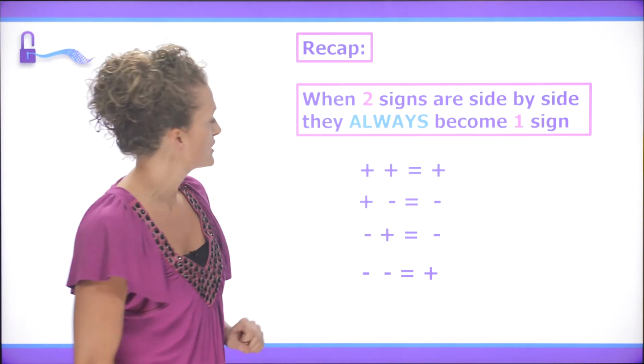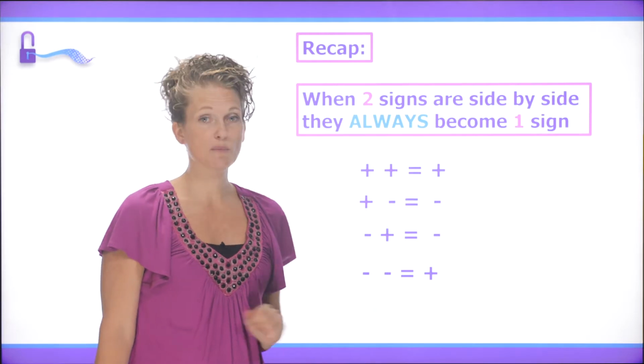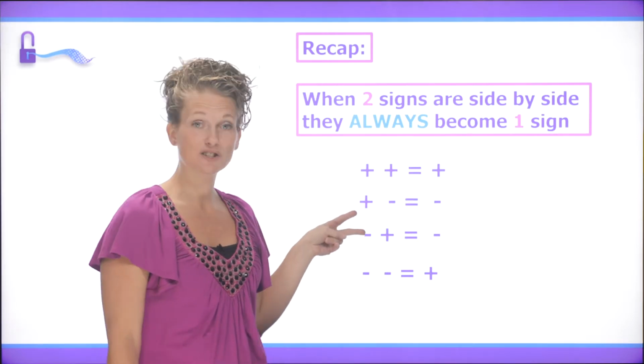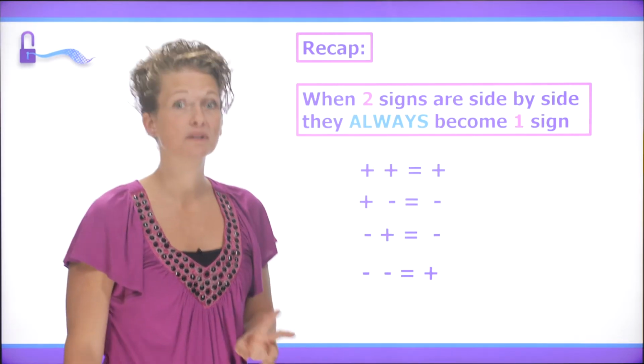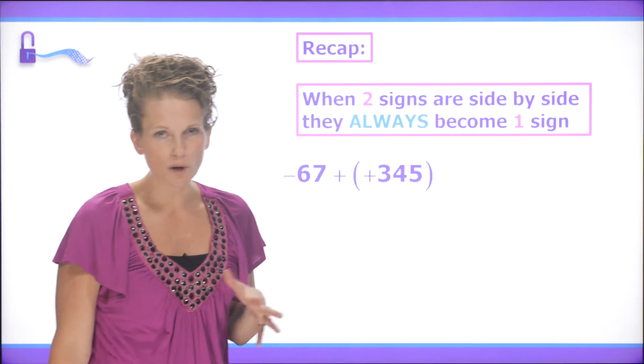Now, another way that you can look at it is if you have two signs the same, they're always going to be positive. If you have signs that are different, they're always going to be negative. So just an extra little tidbit for you. All right, so let's just look at a few more examples.